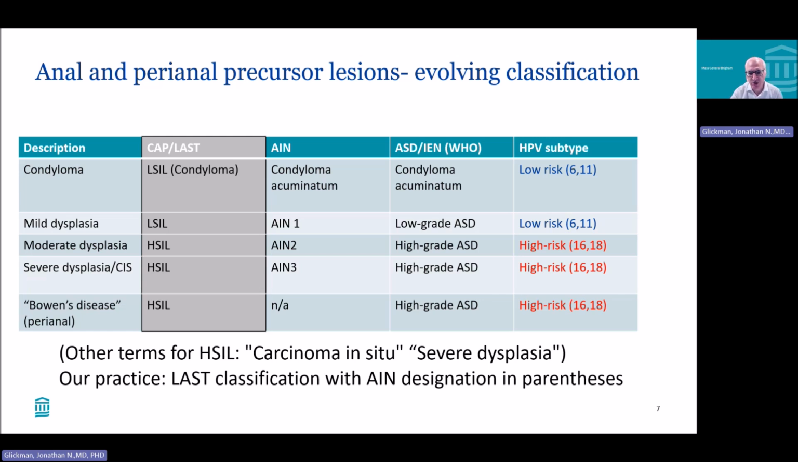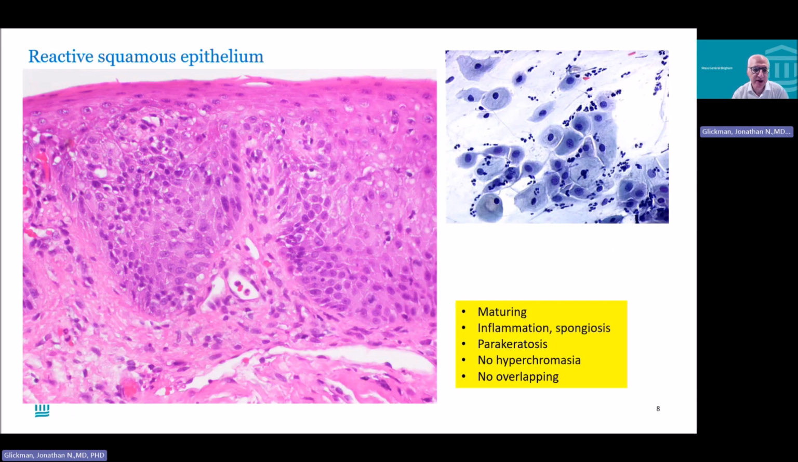And you may use a different classification depending on your local preference, but generally I would say that it certainly needs to be consistent and understood by your clinical colleagues. Our general practice is to use the LAST classification, with a diagnosis of HSIL, LSIL, or negative, with an AIN designation if appropriate, and I'll talk about that in a moment.